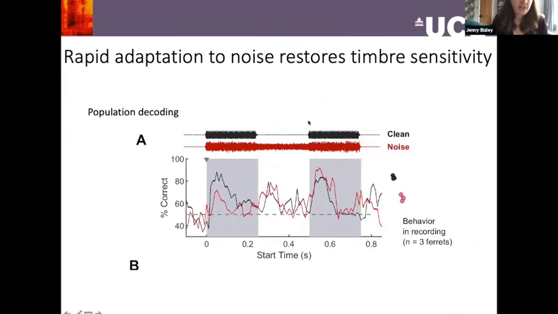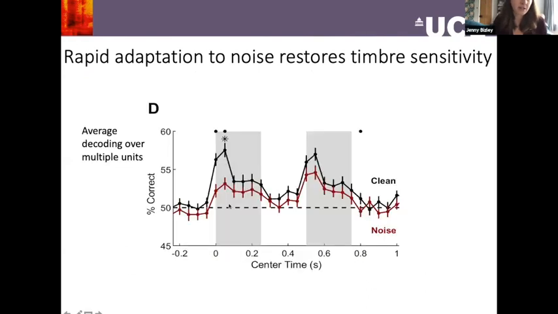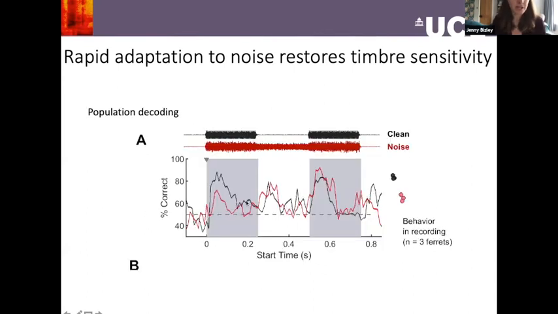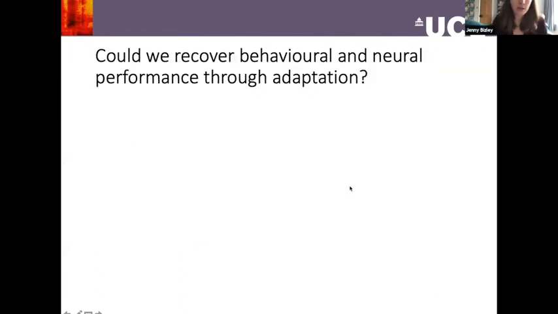So it seems like there's some rapid adaptation that might be restoring timbre sensitivity. This was single unit responses, an average of a population of them, and this is the population decoding. They essentially show the same thing. And this is the animal's behavior. So again, you can see that the behavior matches the decoding performance in the first vowel and not in the second vowel.